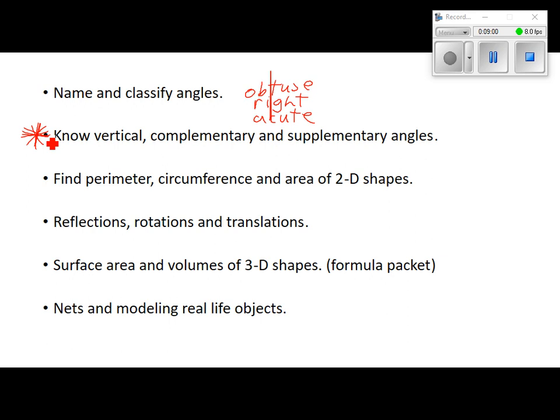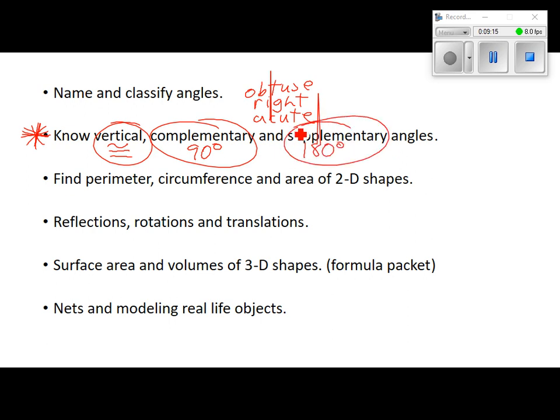What do you know about vertical angles? They're congruent. What do you know about complementary angles? Add up to 90 degrees. What do you know about supplementary angles? Add up to 180 degrees. Guarantee there's several problems on there, deal with those.